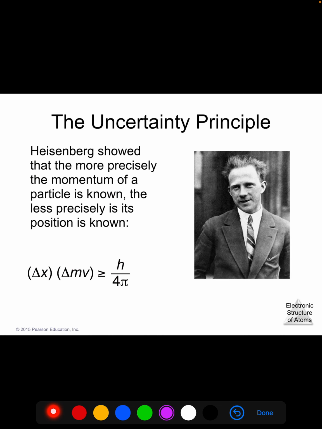And this is a problem that if we precisely know where a particle is, we cannot know its momentum, which is related back to its speed. Okay, the change in position x times the change in its momentum, mass times its velocity. If the certainty in one measurement goes up, the other measurement becomes less certain.